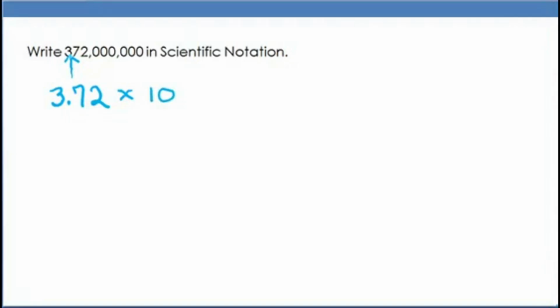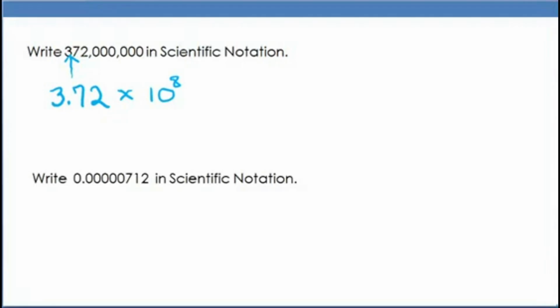From here, our decimal, we have to go back to the original decimal. We'll count the spaces, and we would have to go to the right. So it's going to be positive, and it's going to go 8 spaces. Another way you can think of it is this is a very large number. You might think of a large number, a positive exponent. Let's look at another example.